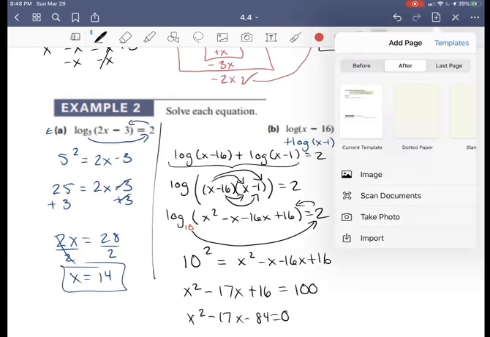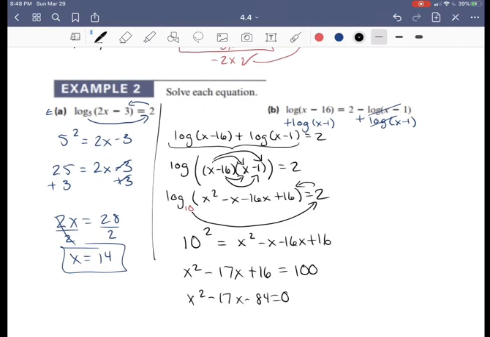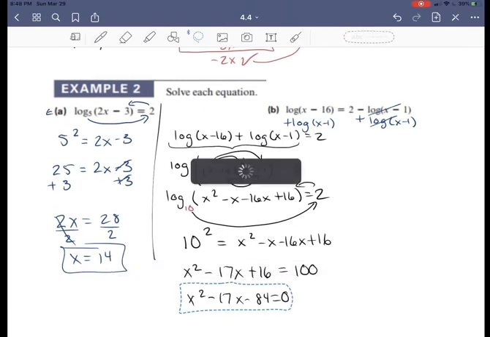Using the zero product principle again, let me add another sheet of paper. Going back, we're right here. Copy.